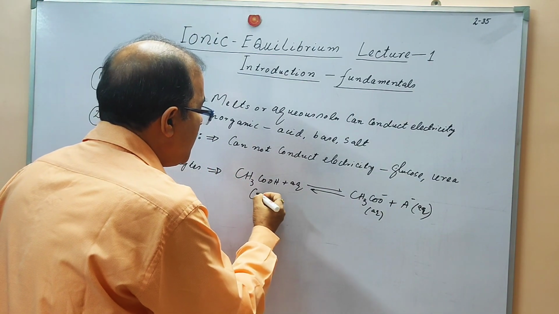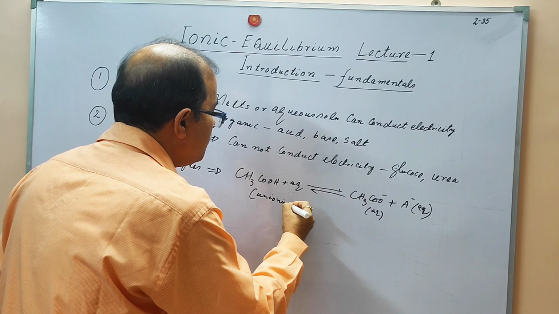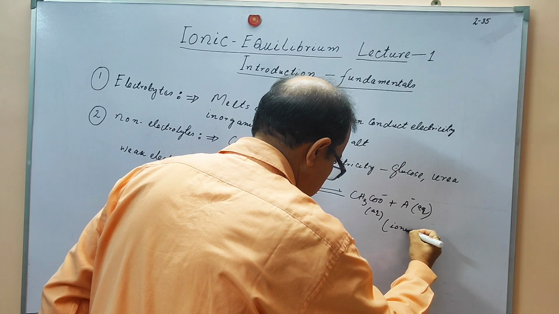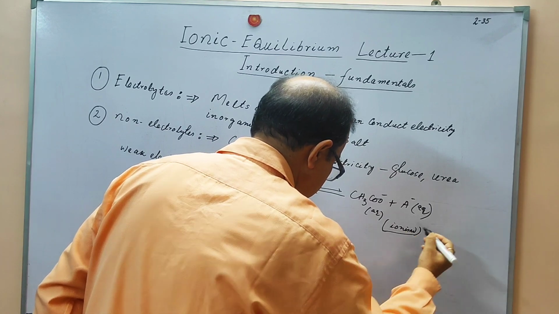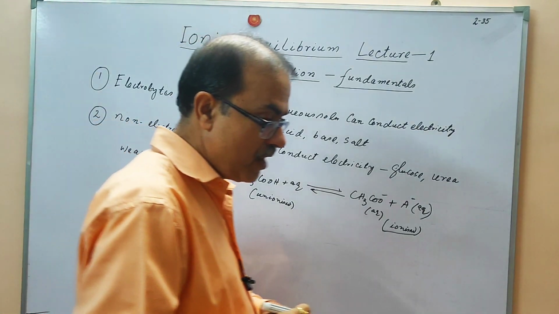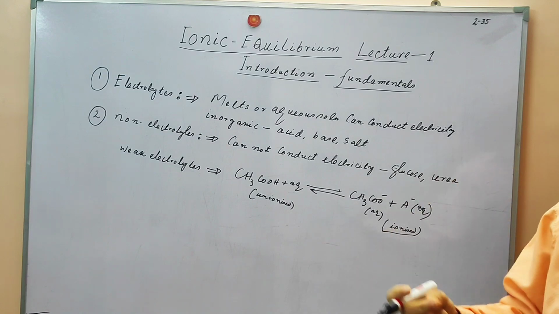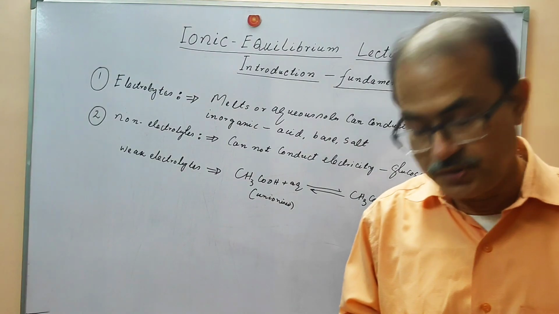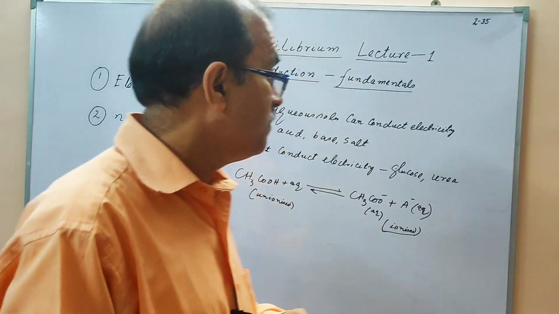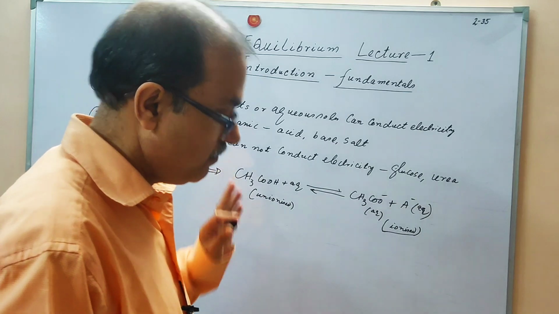This is the unionized and this is the ionized, and this is called the ionic equilibrium. When ions are in equilibrium with their unionized counterpart in the aqueous solution, we call it the ionic equilibrium. So we can understand what ionic equilibrium is.